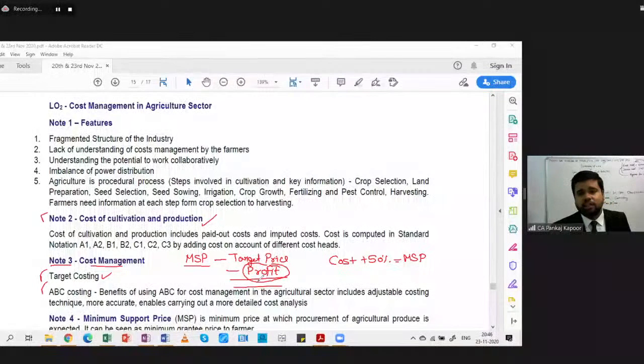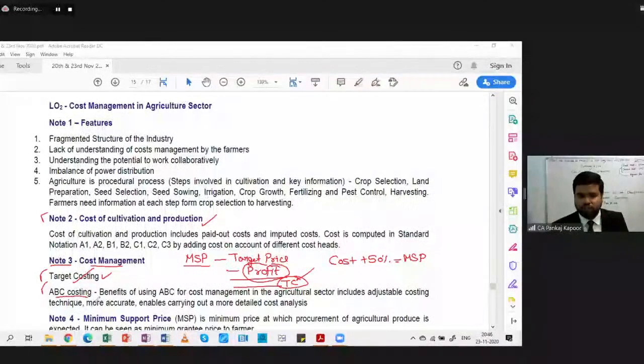And after reducing the desired profit margin, the farmer can compute the target cost within which he or she will have to produce the particular crop. Okay. So target costing has a scope in the agriculture sector.